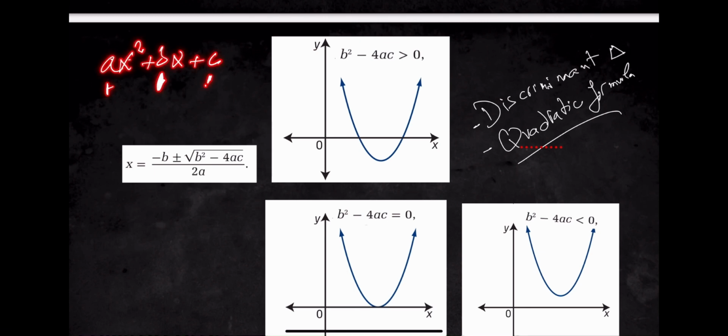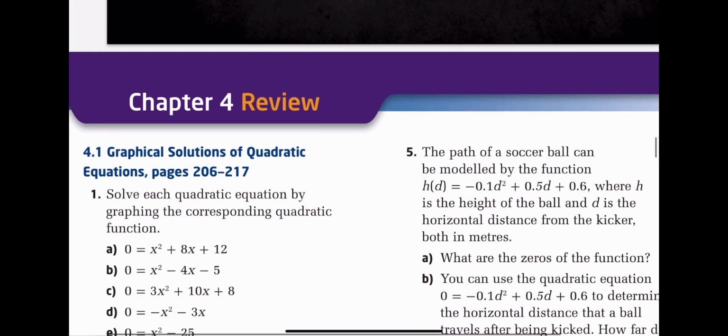If you find this value positive, that means you have two answers: your graph is touching the x-axis in two different values. If the discriminant is equal to 0, you have just one solution. If your discriminant is negative, there is no solution. Okay, so let's apply that by doing some exercises from the review chapter.